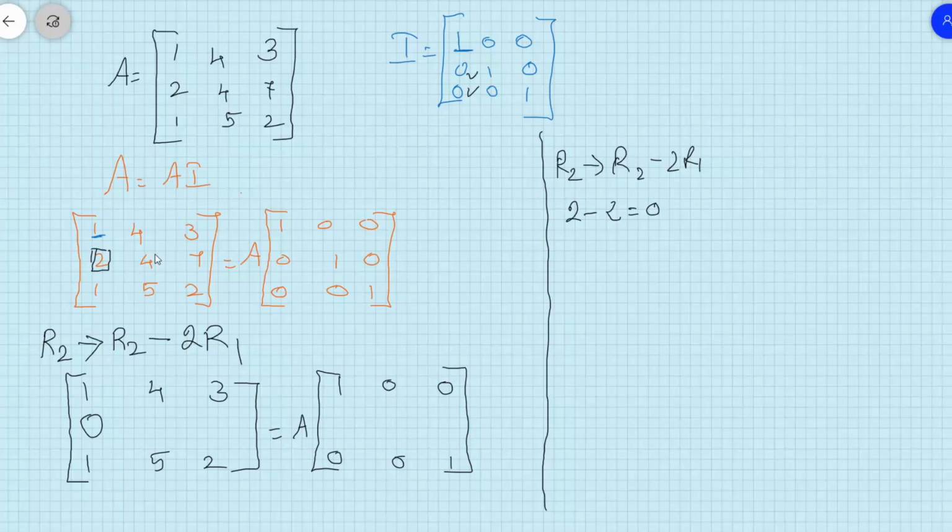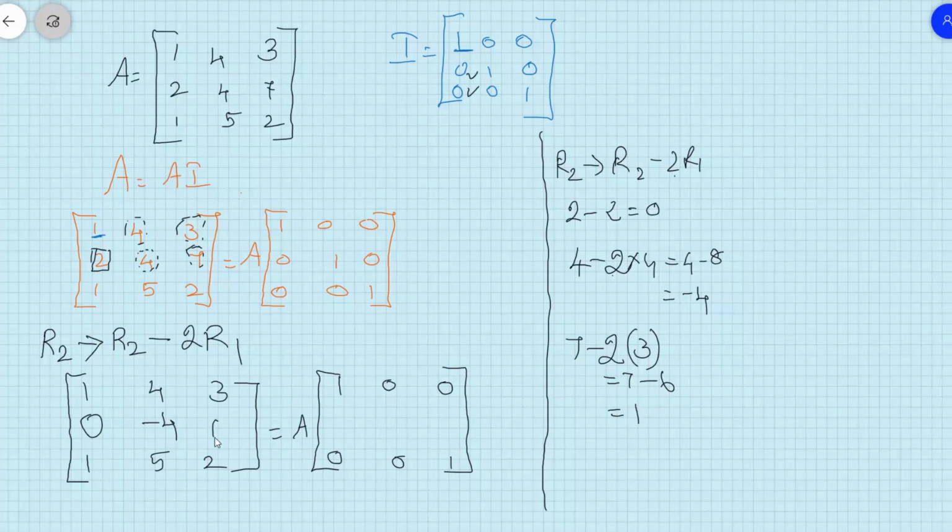Now I have to take the corresponding second element. So this is 4. So 4 minus 2 into 4, that will be 8. So 4 minus 8 is equal to minus 4. So this is minus 4. The same way, the third element is 7. So 7 minus 2 into the corresponding element on the first row, which is 3. So 7 minus 6, that will be 1.